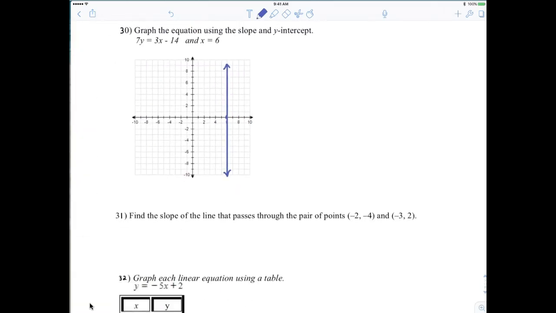Your grade could go either way. All right? So that should motivate you to pay attention.